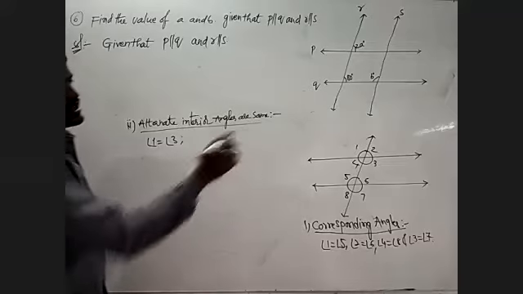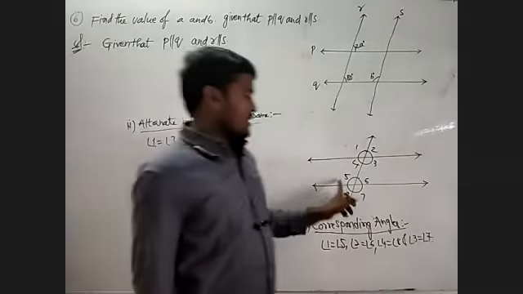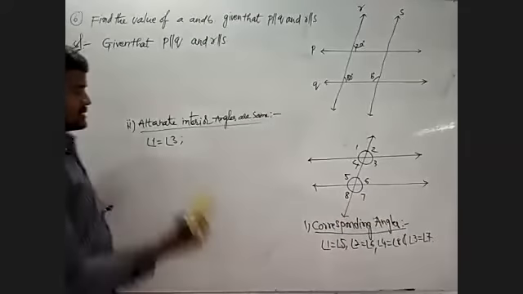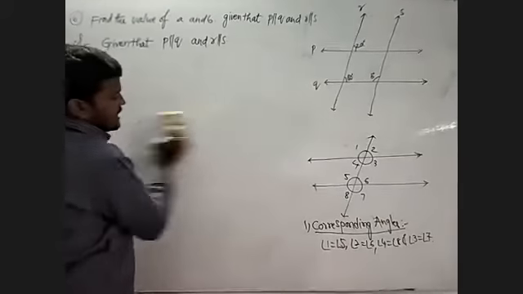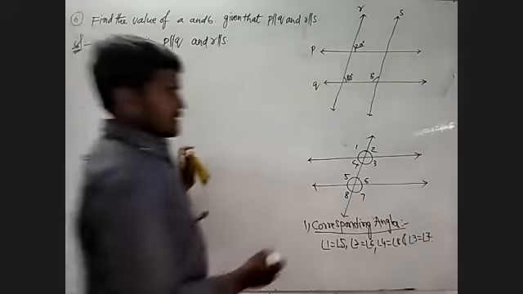Again, angle 2 is equal to angle 4. Again, angle 5 equal to angle 7. Angle 6 is equal to angle 8, we will write. This is the alternate interior angle. Finally, we'll write the linear pair.